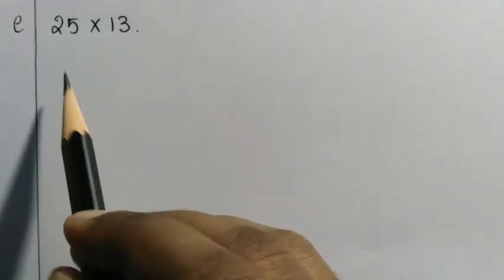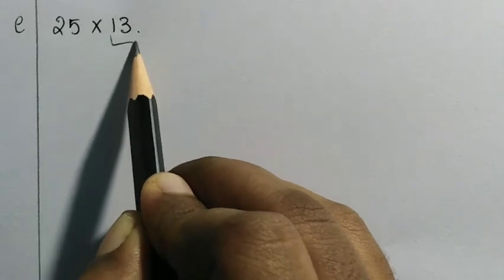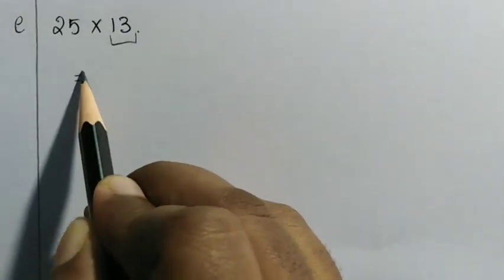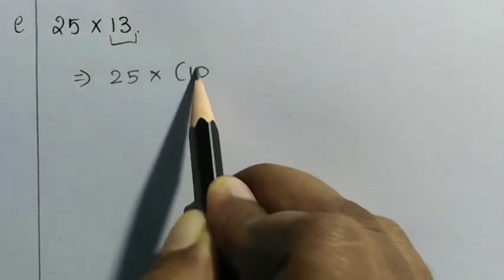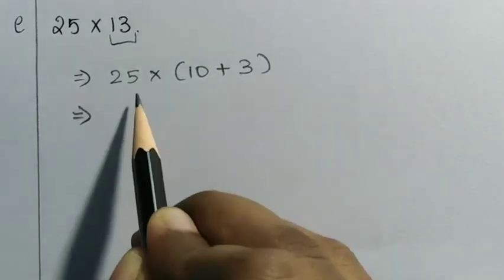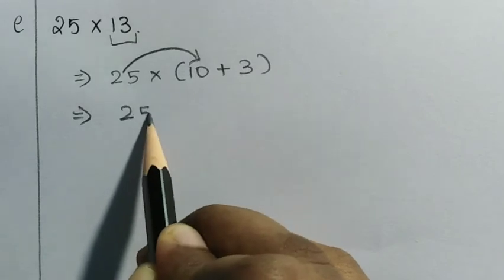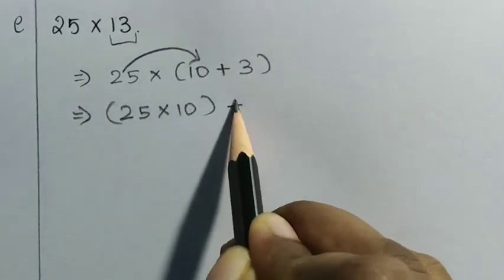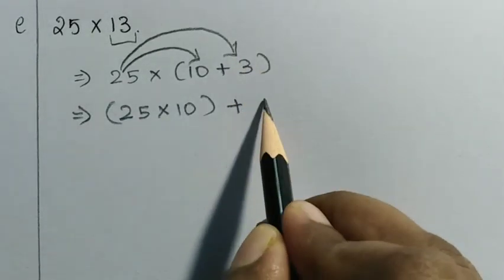Now 25 multiplied by 13. 13 can be written as 10 plus 3. So 25 multiplied by 10 plus 3. Let us multiply 25 with 10. Then put the addition symbol and multiply 25 with 3.